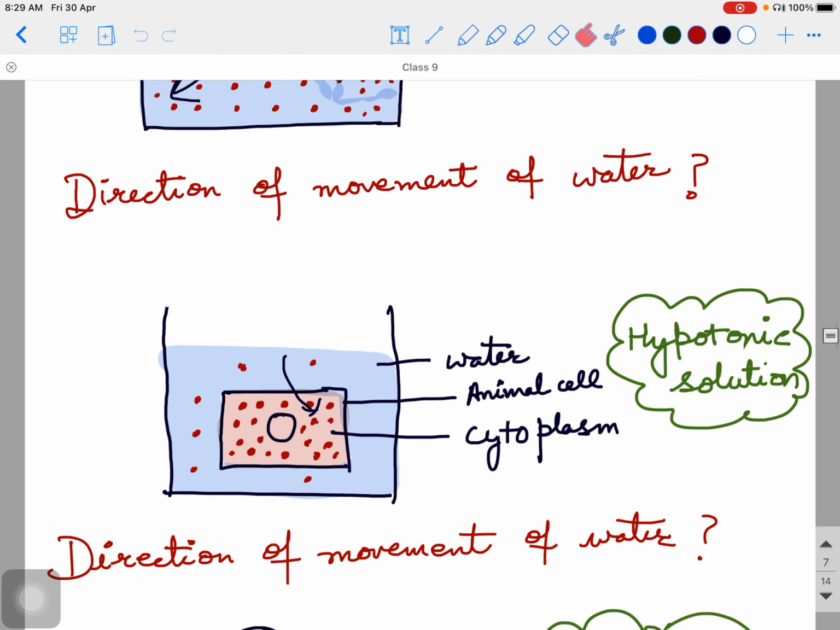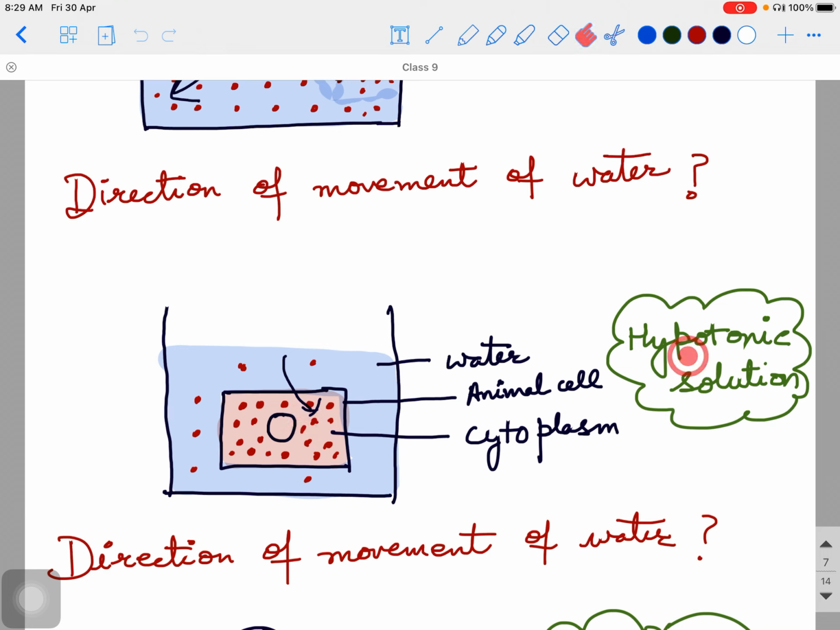Similarly, we can see the hypotonic solution also. It is the reverse of the first case. Here, more free water molecules are present in the beaker, and fewer free water molecules are present in the cell. So, water will move from the beaker into the cell. So, water will enter inside the cell.